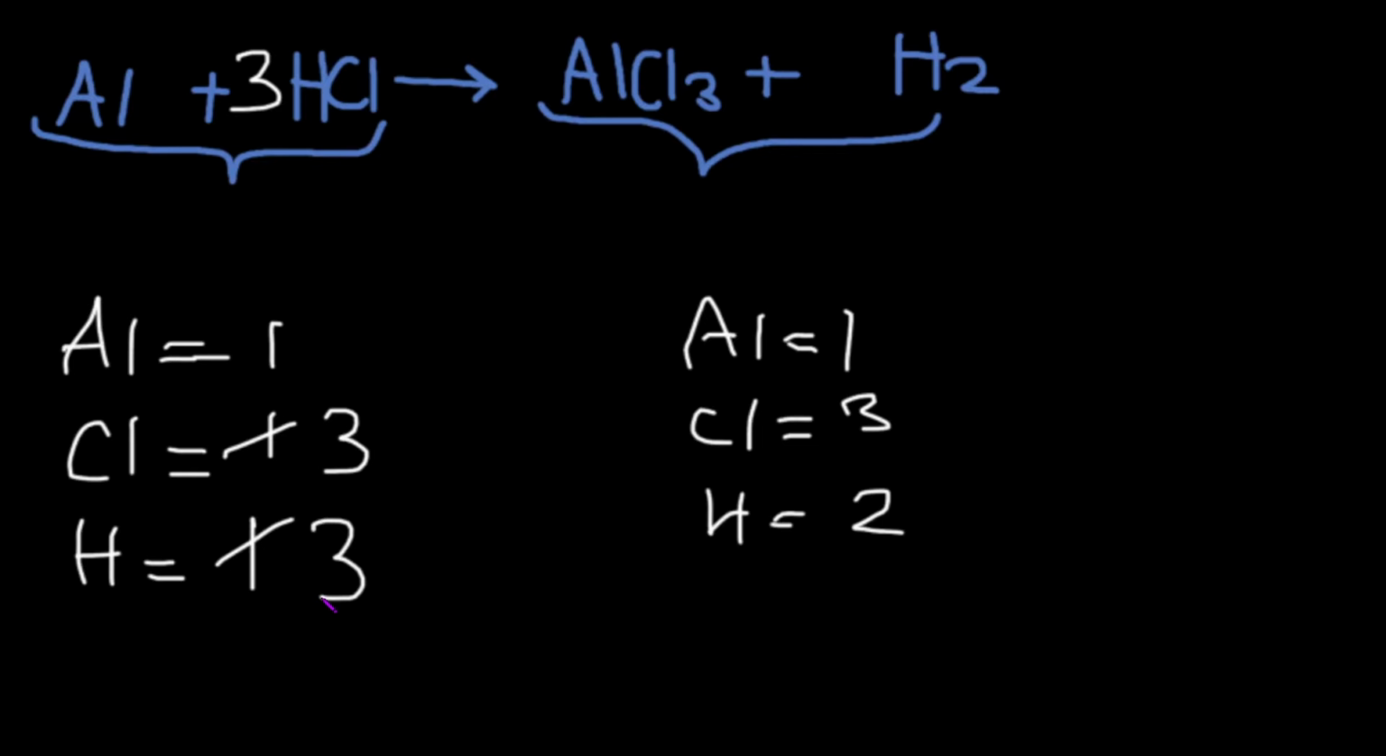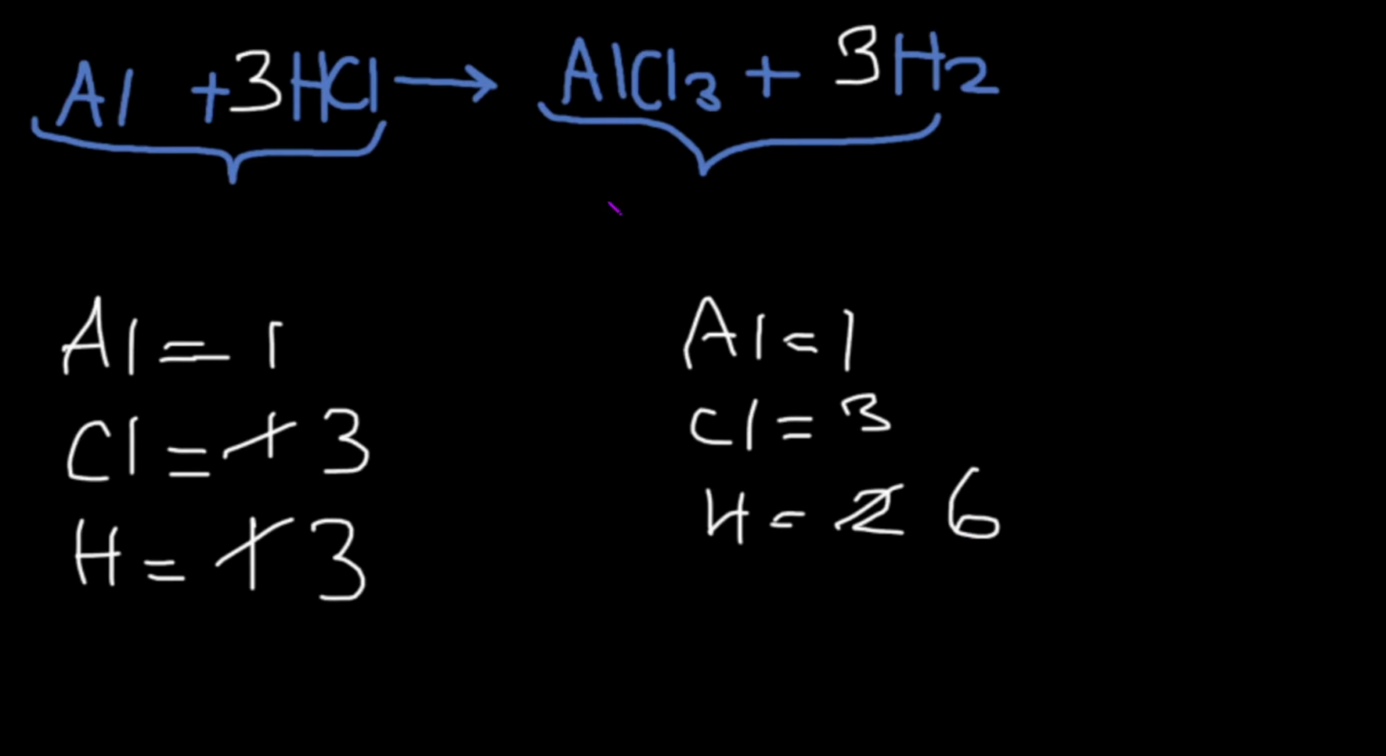Alright, so now the aluminums are balanced, the chlorines are balanced. Now all we have left is the hydrogens. So we have 3 and 2. We cannot balance 2 and 3 as they are. We have to find the lowest common multiple, which is 6. So we have to have hydrogen multiplied by 3 here. This makes this a 6. And we have to have hydrogen multiplied by 3 here.